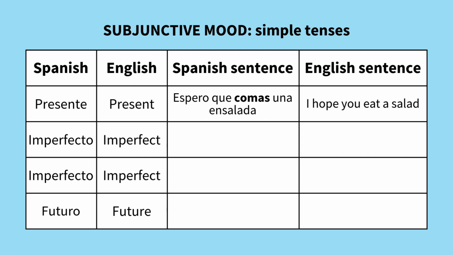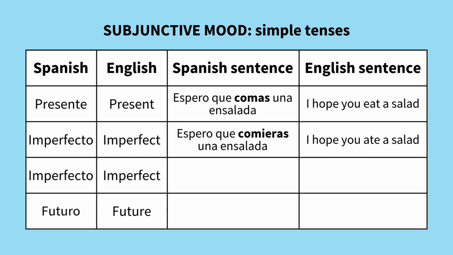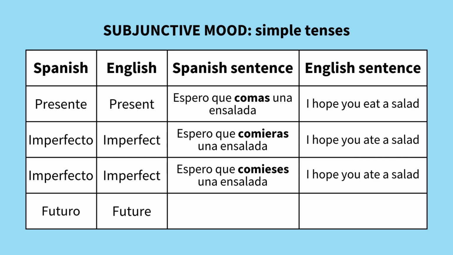For the imperfect, the differences between both is that one is comieras, which is the most common, and then comieses, which is less common, but you can still see it in written Spanish. Espero que comieras or espero que comieses una ensalada. I hope you ate a salad.